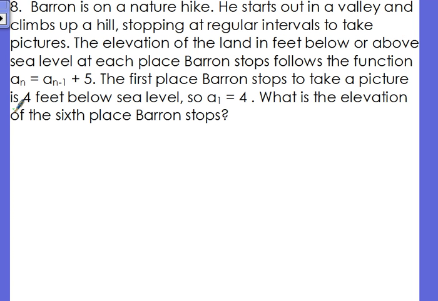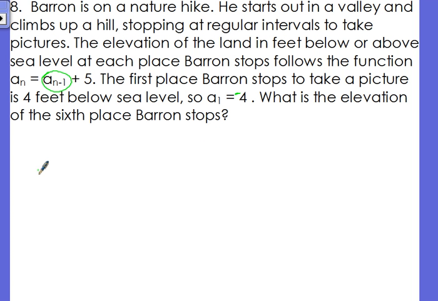Barron is on a nature hike. He starts out in a valley and climbs up a hill, stopping at regular intervals to take pictures. The elevation of the land in feet below or above sea level at which Barron stops follows the function. It gives you this function that's recursive. This is the recursive formula. The first place Barron stops to take a picture is 4 feet below sea level, so a sub 1 equals 4. And actually, I would argue that it should be negative 4 because it's below sea level.